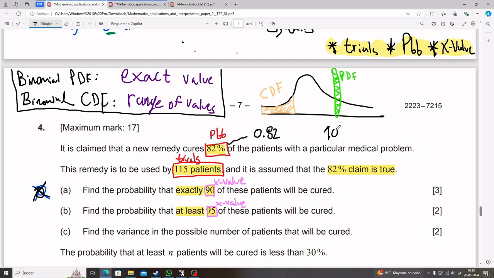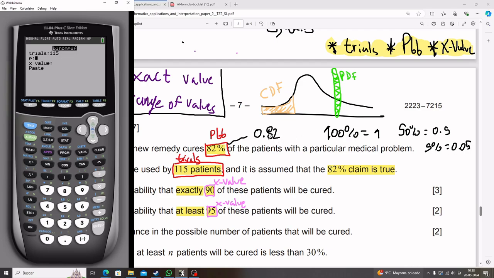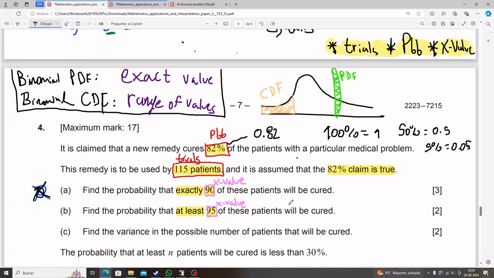Quick reminder that 100% is 1, 50% is 0.5, and 5% is 0.05. If you memorize these three scenarios, you can convert any percent to a decimal, I assure you. So following this pattern here, you just gotta move the decimal a little bit. 82%, we're gonna leave it at 0.82. It's important that you do that or else it's not gonna work. Your X value is 90 for exactly 90. PDF, because we're talking about exact value. Go ahead and press enter, bada bing, bada boom. That is your answer for part A.